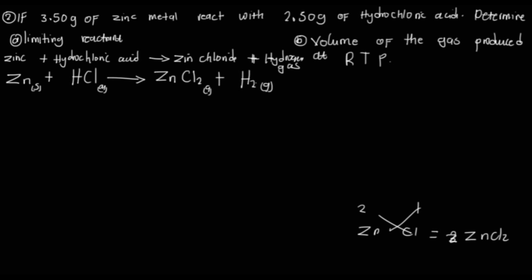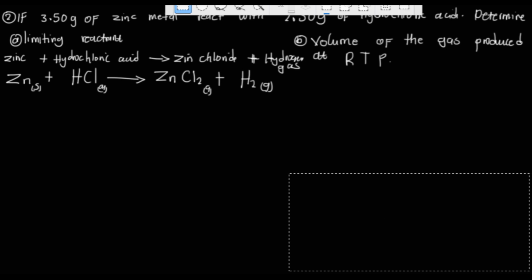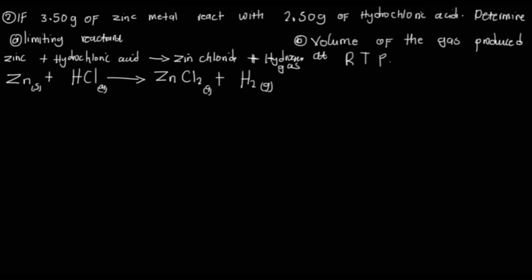Then from there we need to see where we need to make some balances. We can now tell that we have one zinc from the reactant and one zinc from the product. So the zinc is balanced. Now let's look at the hydrogen. The hydrogen is not balanced and the chlorine is also not balanced.